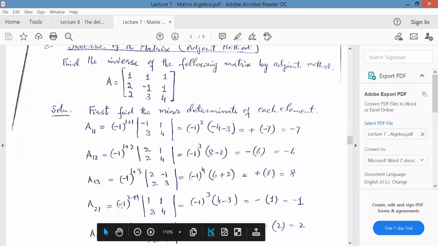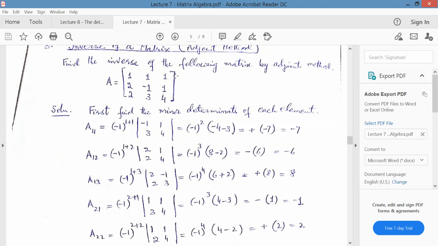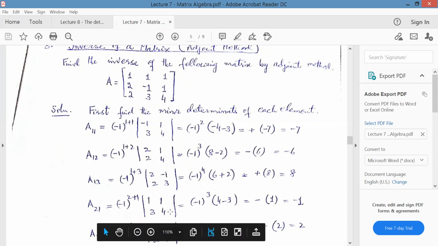A21. -1 power 2 plus 1. Then the second row and the first column delete. Second row and the first column. The remaining elements will be 1, 1 and 3, 4. Right now. -1 is having an odd power. It will remain minus. 4 minus 3 is 1. Answer is -1.